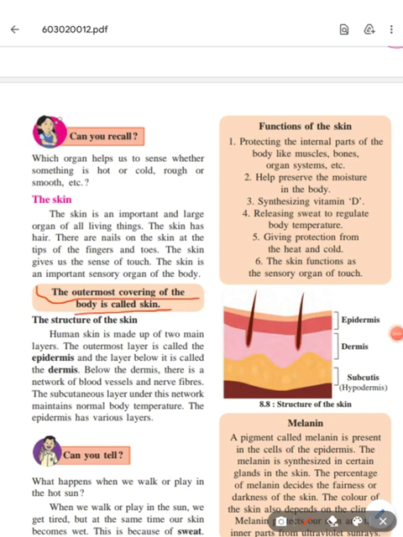What is the structure of the skin? Human skin is made up of two main layers. The outermost layer is called the epidermis and the layer below it is called the dermis.